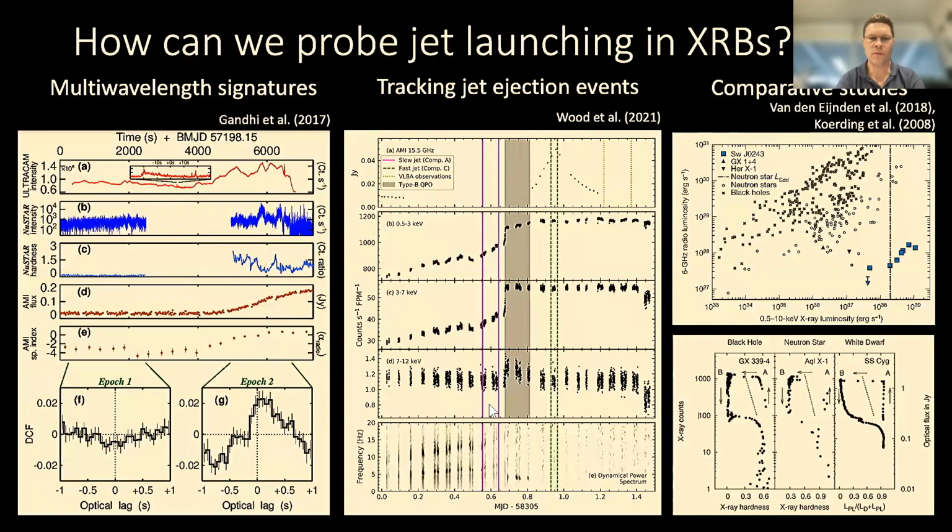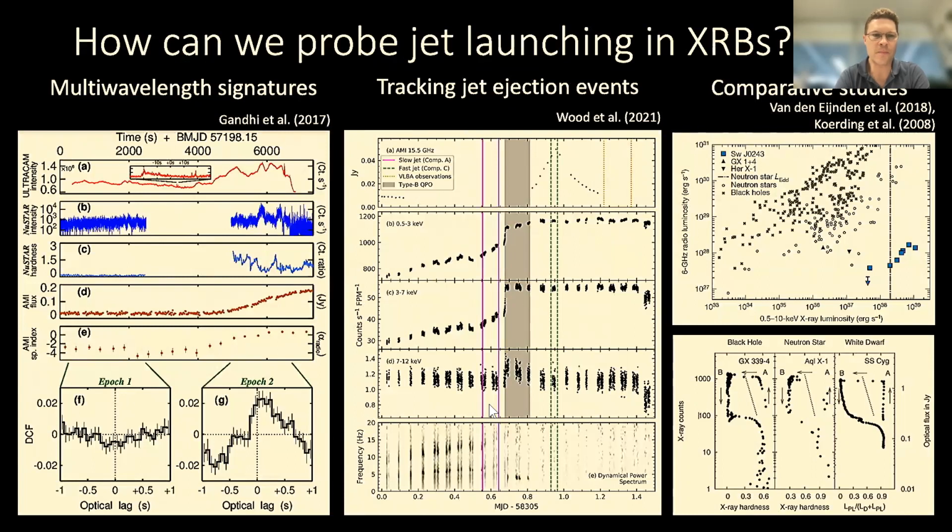So having reviewed some of the theoretical mechanisms that we think are likely of most interest here, I wanted to just throw out the question about what's the best way that the observational community can go about probing jet launching in X-ray binaries. There are a number of advantages that we have over looking at more massive black holes, multi-wavelength observations and time resolution being some of the key ones.